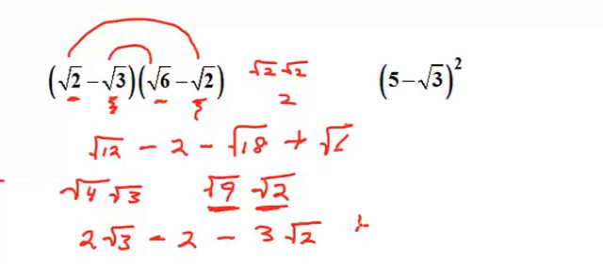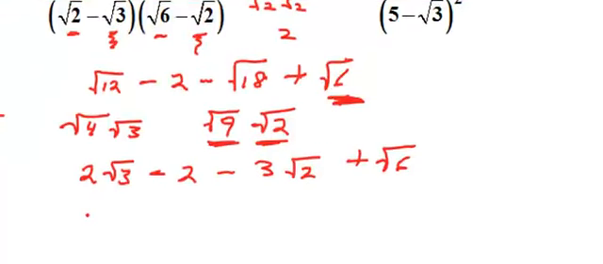Plus, and 6 has no perfect square factors. So we just put the square root of 6. Now that all our radicals have been simplified, do we have any like terms? No, we don't. They all have different radicands, and this one has no radical at all.